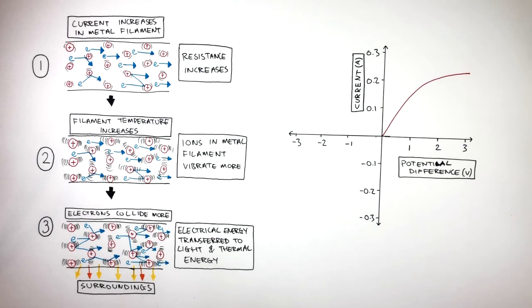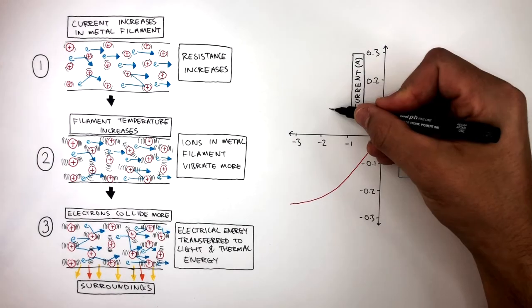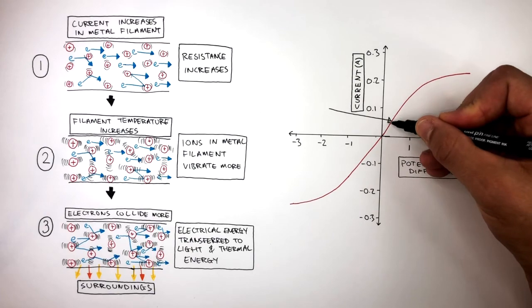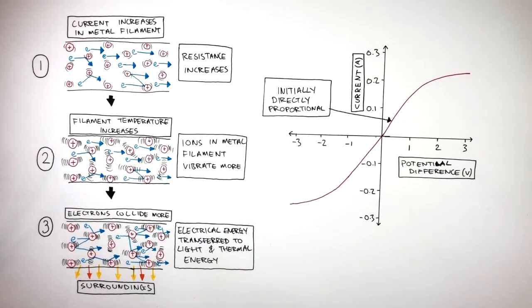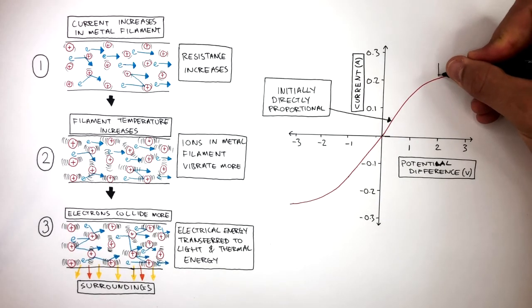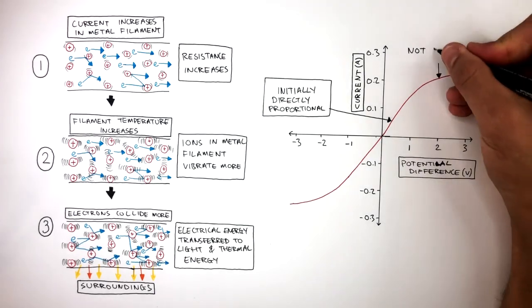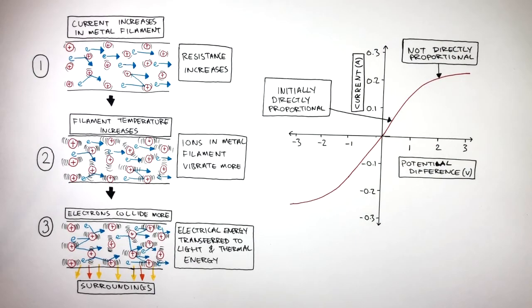If the potential difference is reversed, then the current and potential difference have the same relationship. It's just in the opposite direction. We can see from the graph that the potential difference and current are initially directly proportional when the resistance is low. When the potential difference is above 0.5 volts, the potential difference and current are not directly proportional. This occurs when the resistance is much higher, causing the temperature to increase.